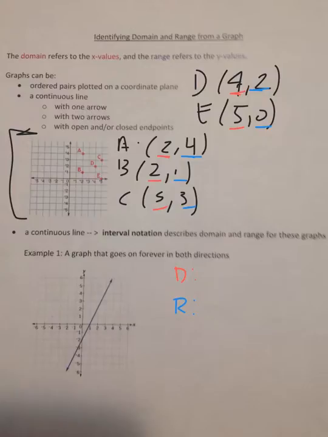Now down here at the bottom we have a line. It goes on forever in both directions because it has the arrows on either end. The domain in this case is going to be all real numbers. And the range also is all real numbers.